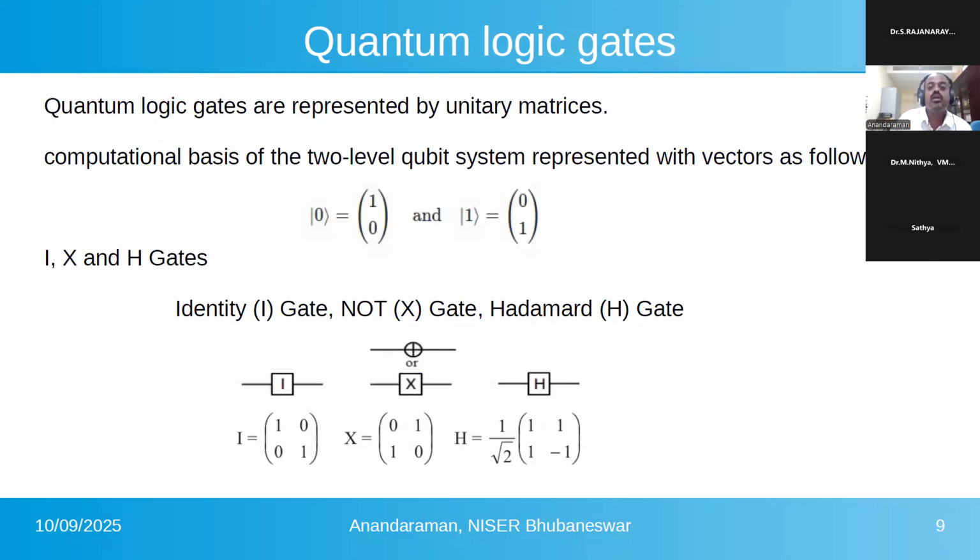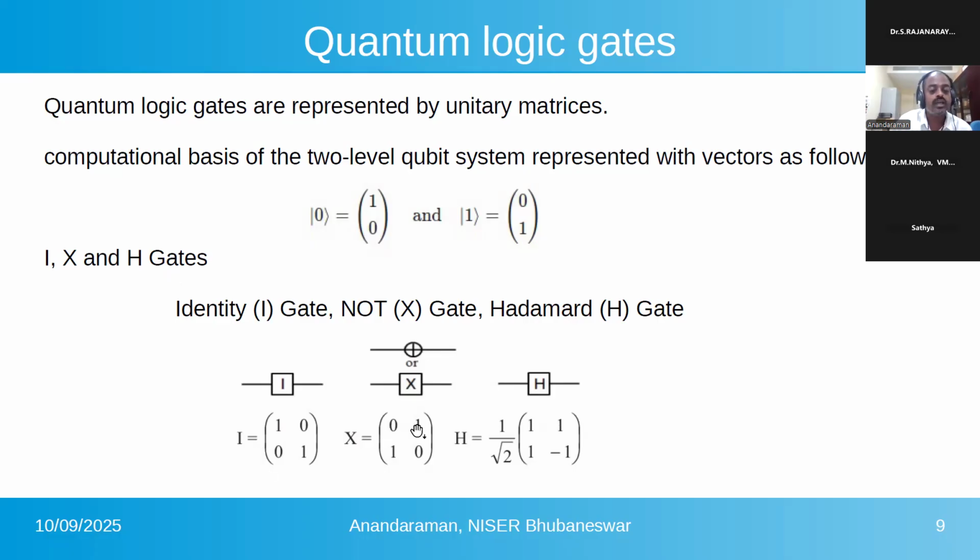So there are a lot of logic gates, like in classical. Here in quantum also we have a lot of logic gates. Here we have single qubit gates, multiple qubit gates. So 0 is represented as 1, 0, and 1 is represented as 0, 1, as already shown.